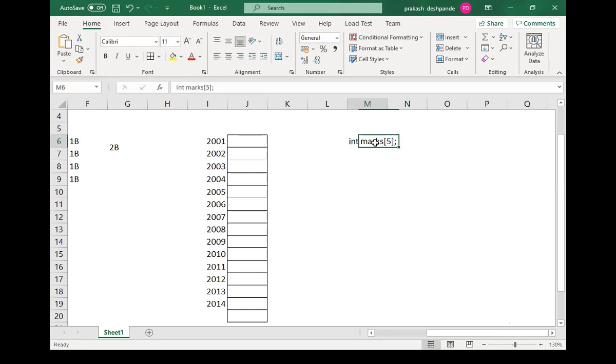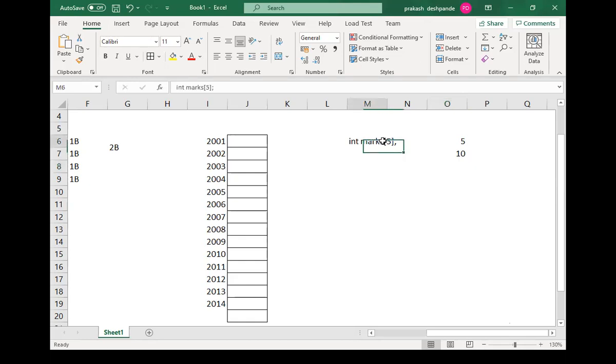Now tell me, how many bytes of memory are required for this marks array? How much memory is required for this particular marks array? 5. Okay, I got an answer, 5. Any other answers? 10. Okay, any other answers? Now how do we calculate the size here, the memory blocks or the space?